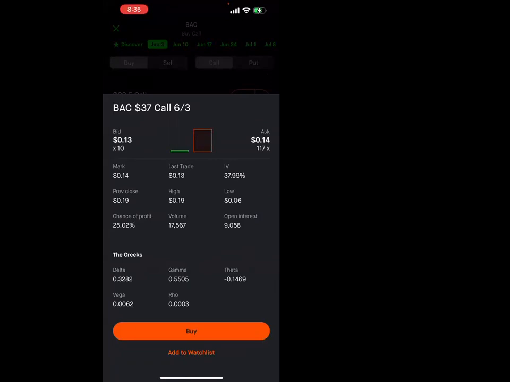Chance of profit, I really never looked into it. I'd be seeing 25. I don't look at that because I'd be like, you're telling me 25%? Man, stop playing with me. But long story short, the high is letting you know how high this contract has been at one certain point this week, and the low is how low the contract has been at one certain point of this week.